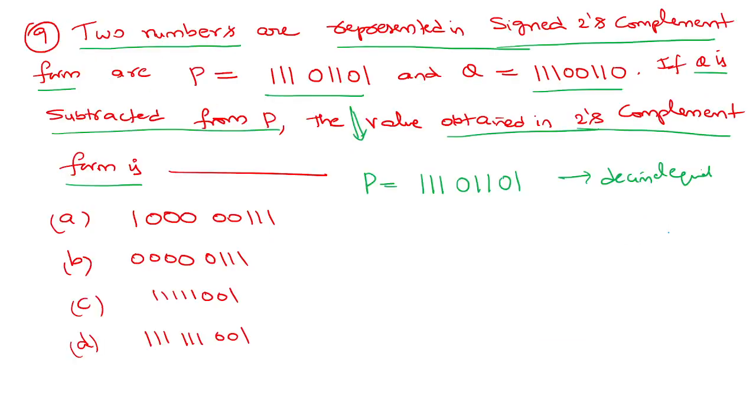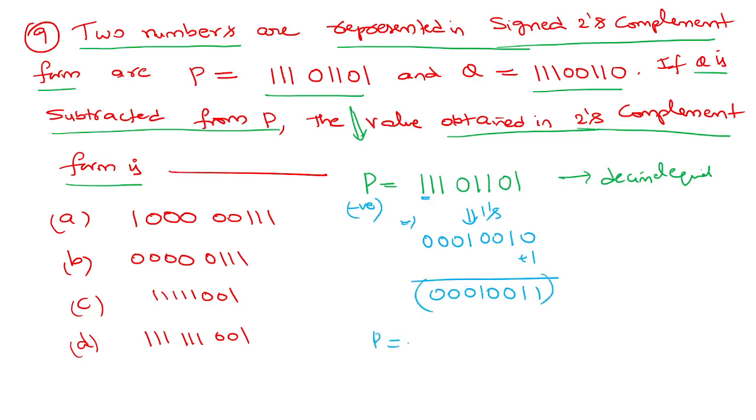Back. Now here, you observe the MSB. So P is a negative number. How to get the magnitude? You apply the 2's complement. First do 1's complement first: 00010010, plus 1: 11001000. This is the magnitude. So P is minus of, what is the magnitude here? This is 1, 2, 4, 8, 16. 16 plus 2 plus 1, 19.